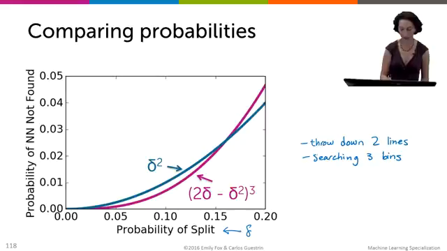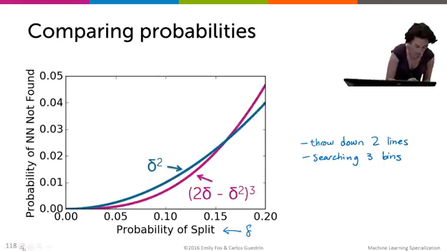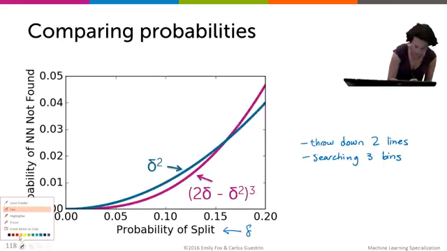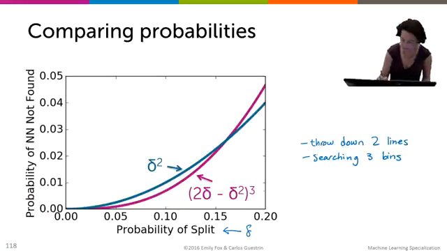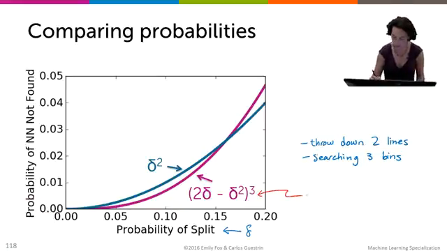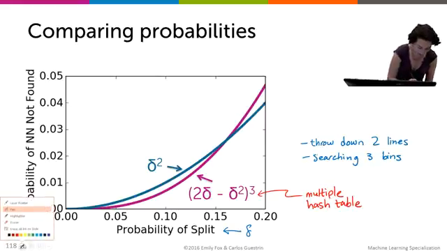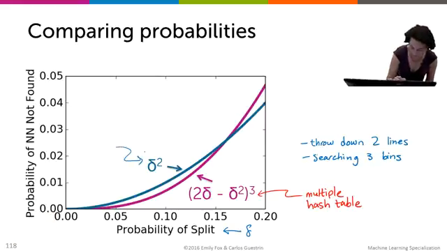Okay, and what we see is that here, this pink case, let me switch colors. Maybe there's a pink color. No, nothing very pink. We'll just go with red. So this case here is the multiple hash table scenario, and this blue line is the single hash table scenario.